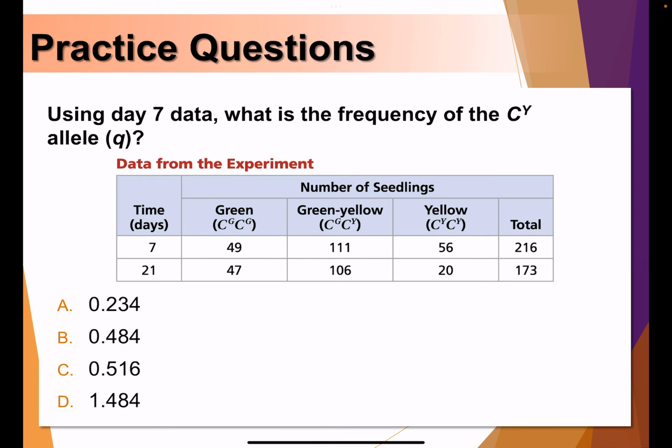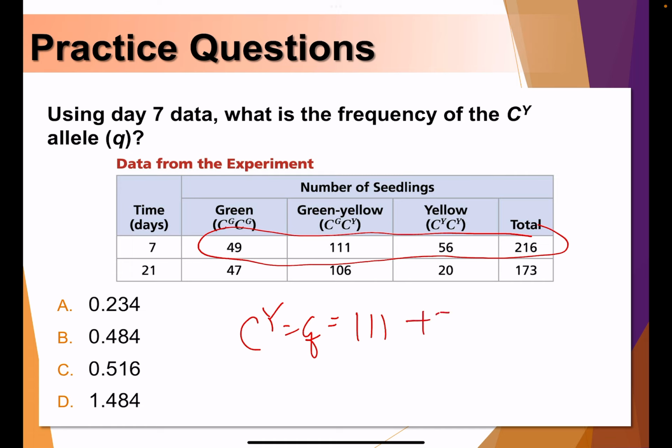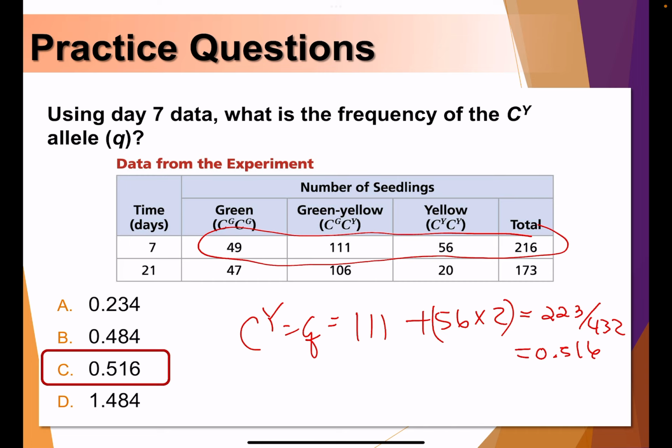Okay, next, using day 7 data, what is then the frequency of the CY allele, which is the Q? So CY is equal to Q, which is equal to, again, we're looking at day 7 data, you have 111 that are heterozygous for CY plus 56 that are homozygous for CY, which means you have to multiply those by 2. So then that is equivalent to 223 divided by 432, which is then 0.516. And that is why it is C as your answer.